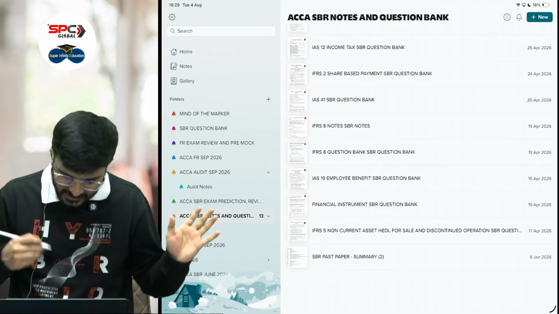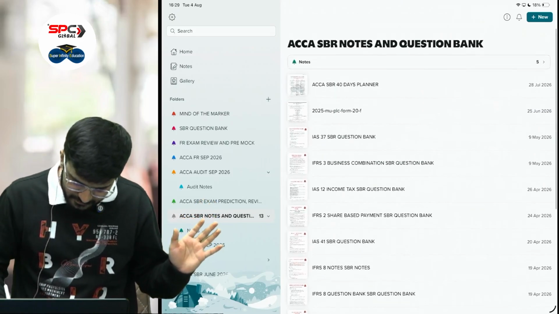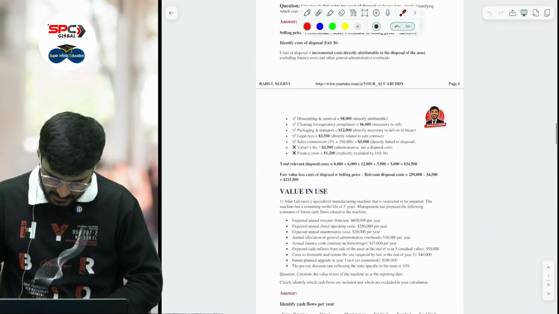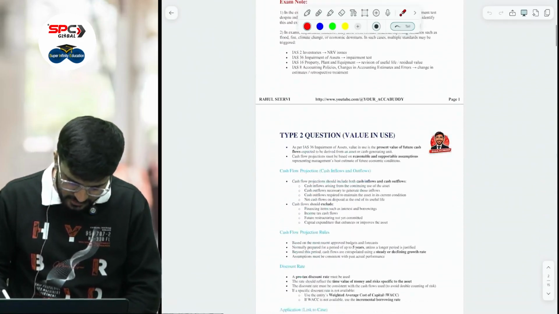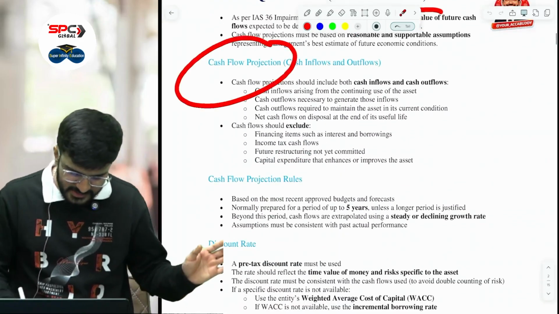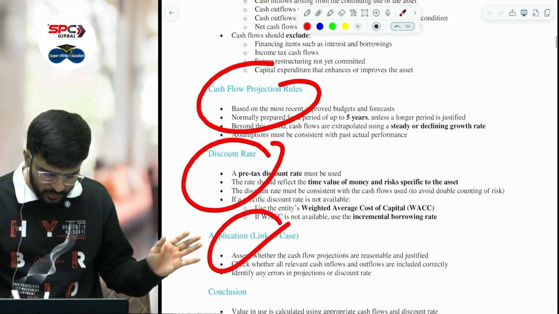Regular batch students, again no issues for you because I've already given the question bank to you. In that question bank everything is mentioned. Yes sir. If you see the question bank, type 1 question, type 2 question. Yes sir. See now, type 2, very important question, cash flow projections. Yes sir. Then cash flow rules, discount rate, link to the case and give the conclusion.